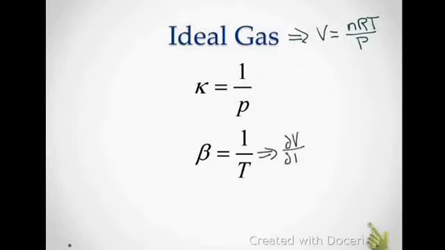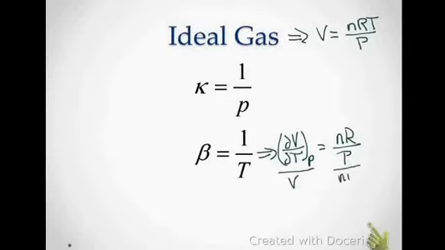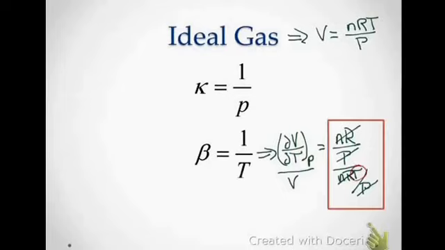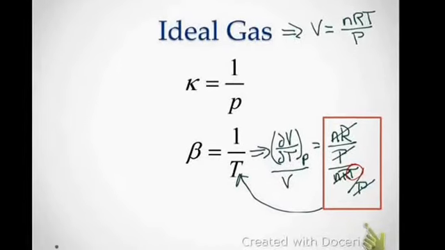Now we can do the same thing with regard to the expansion coefficient. Again, taking the derivative of volume with respect to temperature for the ideal gas, we very simply get nR over P. Dividing through by V on both sides, we find we have this. The nR over P cancels out, and so we're just left with T there in the denominator, and so we end up with a situation where beta is equal to 1 over T.